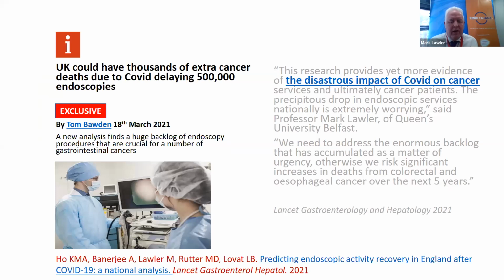We also looked with colleagues in University College London at the impact on procedures such as endoscopies. This data was just published recently in Lancet Gastroenterology and Hepatology, again showing the impact of 500,000 delays in endoscopy. And this work was done with Lawrence Lovett and Conor Ho in University College London.